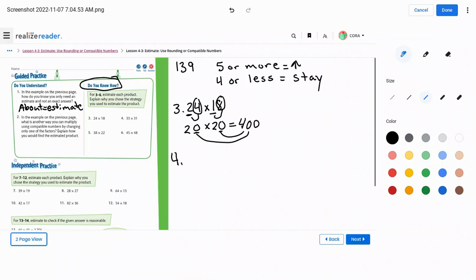For number 4, we have 33 times 31. I'm rounding to the tens place. Here's our bossy neighbors. So this 3 is 4 or less. So it's going to tell that 3, hey, you need to stay. So it's a 3. And I put a 0 on the end. Here, the bossy neighbor is a 1. So it's 4 or less. So it tells that 3, hey, you need to stay. So it's a 3. Put the 0 on. Now, ignore my zeros for right now. 3 times 3 is 9. And then I bring my 2 zeros over.